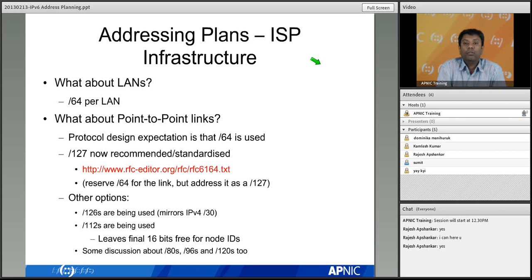But in IPv6, things are very different. How is it different? Per VLAN, /64 subnets. It doesn't matter how many computers they have in each VLAN. 10 computers, 10,000 computers, /64 per VLAN. Because if you see the IPv6 address structure, our network prefix is 64 bits. We can't go beyond that, right?